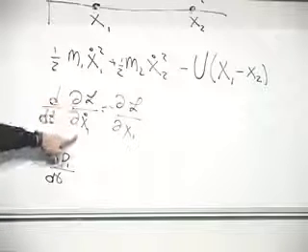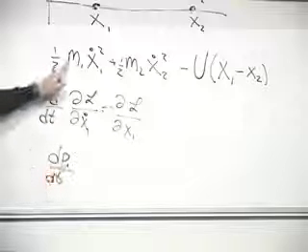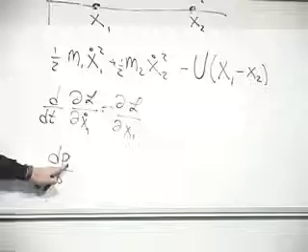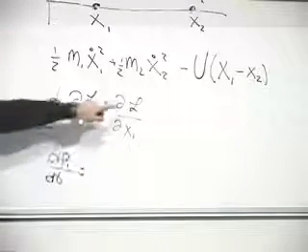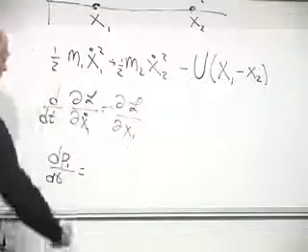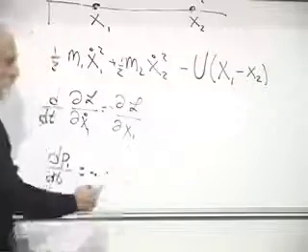The partial of L with respect to x1 dot is just m x1 dot, that's the momentum. And so the equation for the first particle starts with dp1 by dt is equal to partial of L with respect to x1. All right? The only thing that depends on x1 is U, and so that becomes equal to minus dU by dx1.